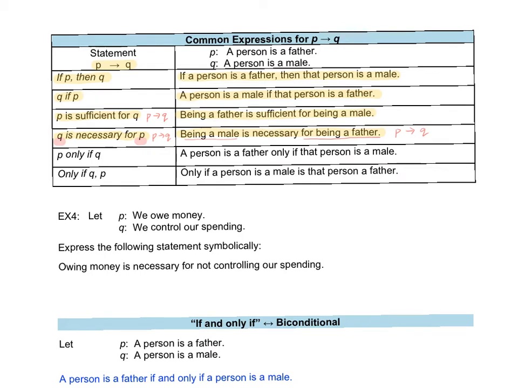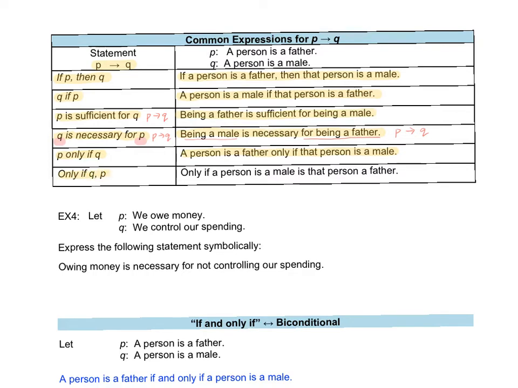So another way that we can write a conditional statement would be P only if Q. A person is a father only if that person is a male. Again, that's still P arrow Q. That still has the same meaning as if P then Q. Look at this last one: only if Q, comma, P.